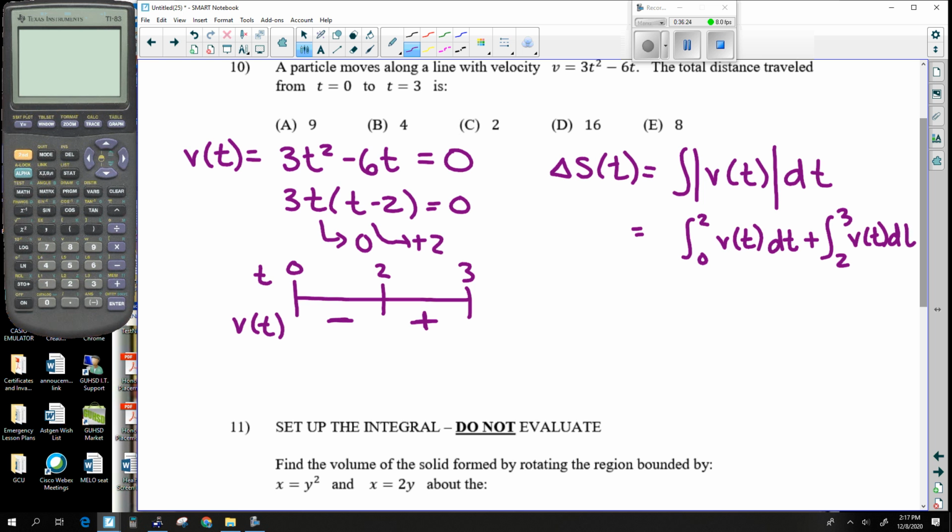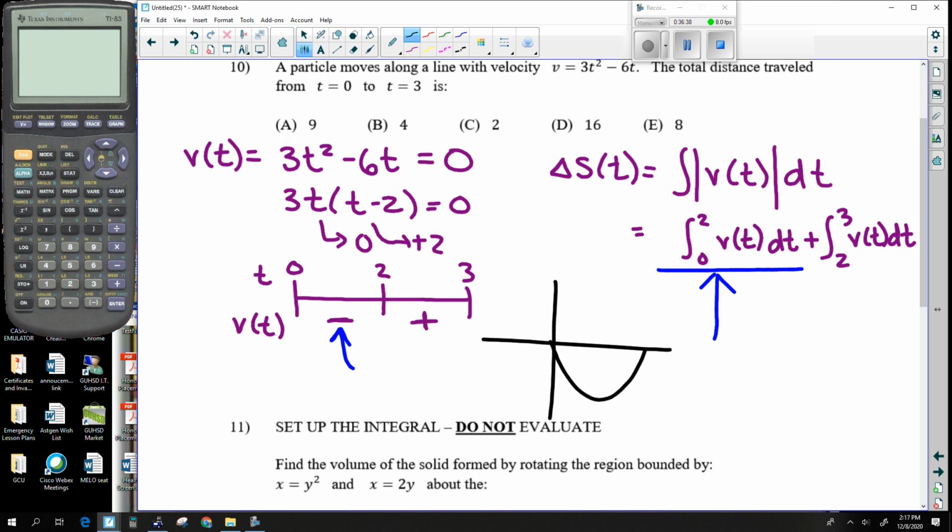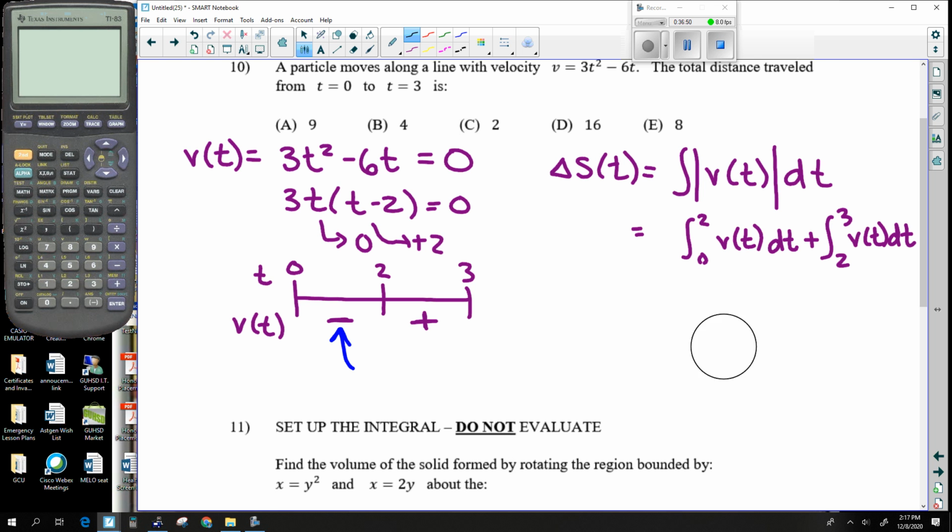Now, because I'm going to get a negative answer in that part right there, and again, I know that because my velocity is negative. So if I integrate, my velocity is physically negative in that part. So what I need to do is turn this answer, which is going to be negative, positive. And how I do that is pretty simplistic. I just chuck on a negative sign in front of that, and now that negative answer is going to be seen as a positive number.